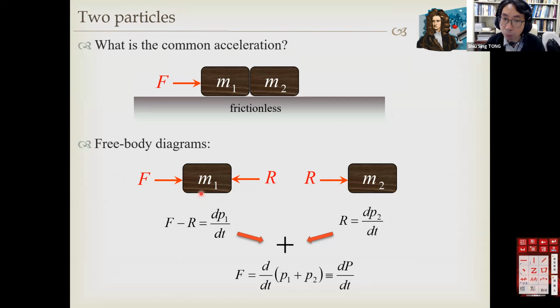These two forces are an action and reaction pair. They act on different bodies, M1 and M2 respectively, and they are in opposite directions. They are equal in magnitude and in opposite direction, so they form an action and reaction pair. Now, we write down the equation of motion for M1.